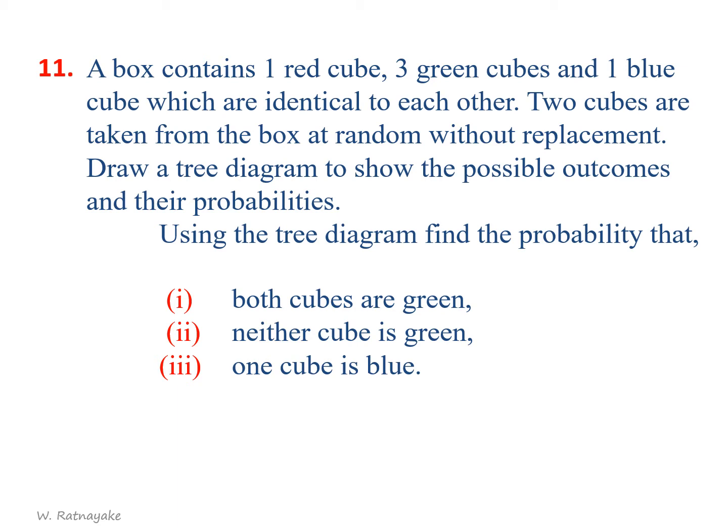That is according to the experiment. The experiment is taking two cubes at random without replacement. So taking two cubes we can interpret as taking one cube first and, without doing any replacement, taking another cube. So first choice and second choice are there. So there must be two stages in the tree diagram. This is the first stage.